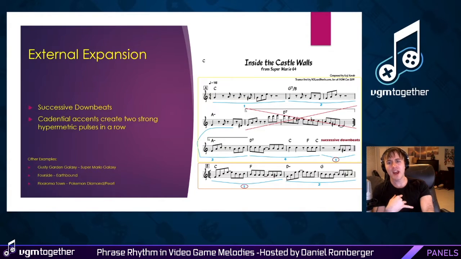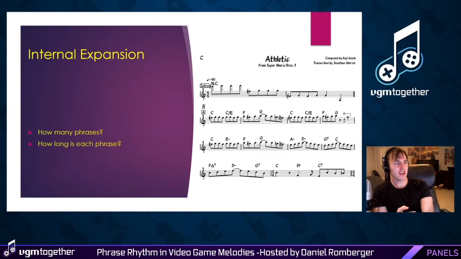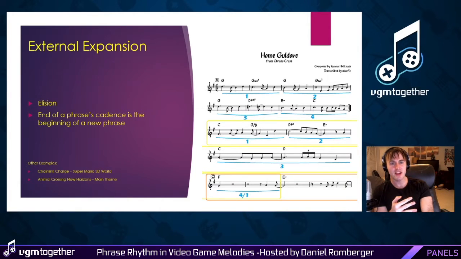And then the last kind of external expansion that I would like to talk about, which is not really as much of an expansion as it is a contraction, is called elision. Just like elision when you think of wordplay, elision is when you glide sounds together in order to sound extra smooth. In elision in phrase rhythm, it is when there is overlap between one phrase and the next phrase. I've actually also seen it called phrase overlap. The 4 of the first phrase becomes the 1 of the second phrase. And the example that I have here is Home Goldove, which I will play now.